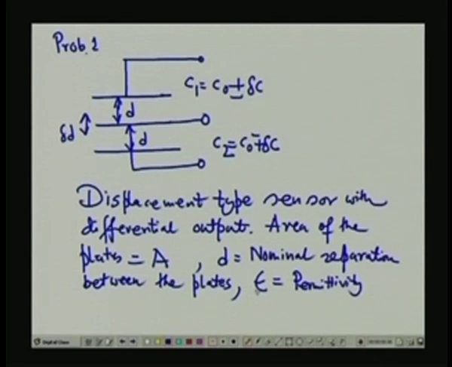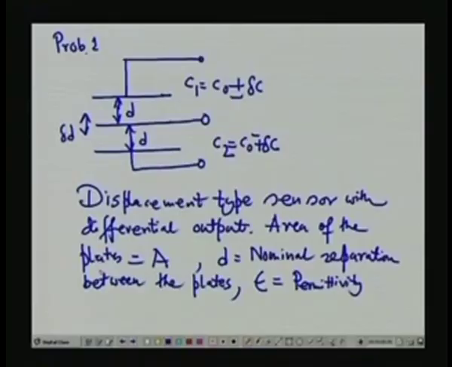Actually, in this case we have a combined epsilon naught and epsilon r. So far in the text, whatever we have discussed, epsilon naught and epsilon r we have combined in epsilon here, right, no problem. And delta D is the displacement. It is a displacement sensor. So, delta D is the displacement, right.